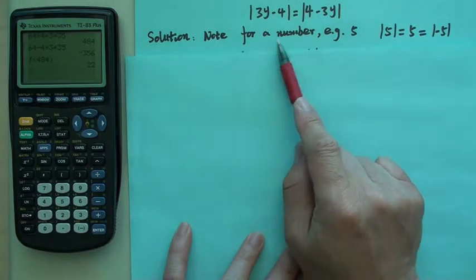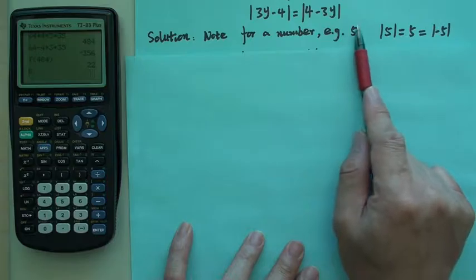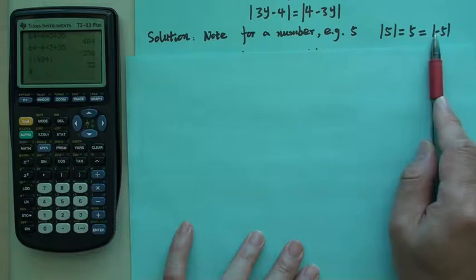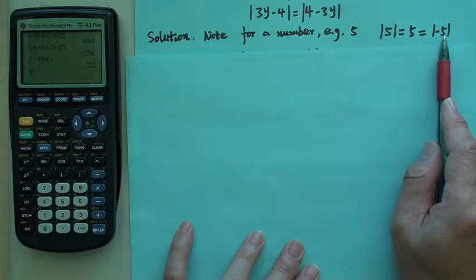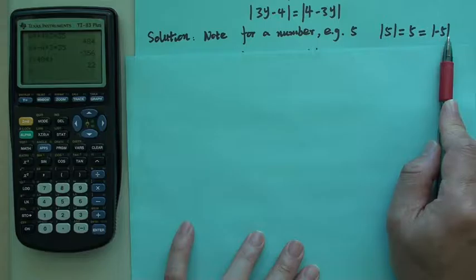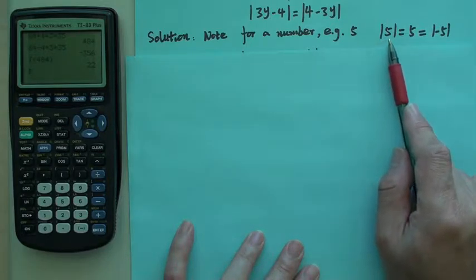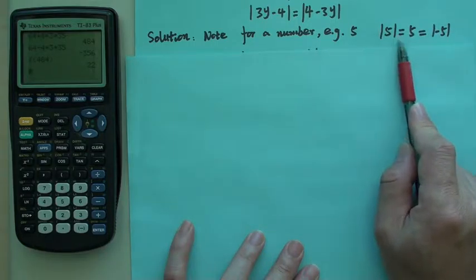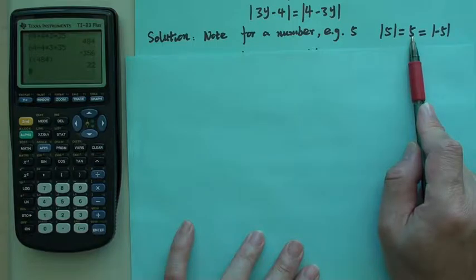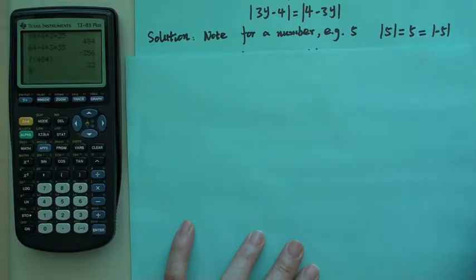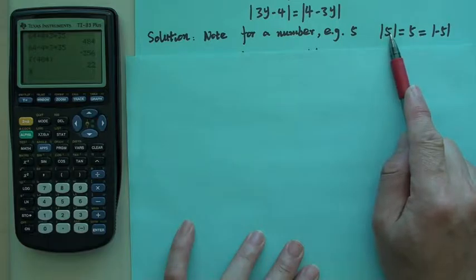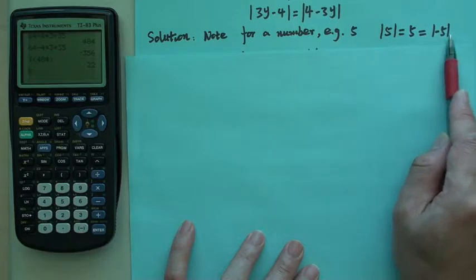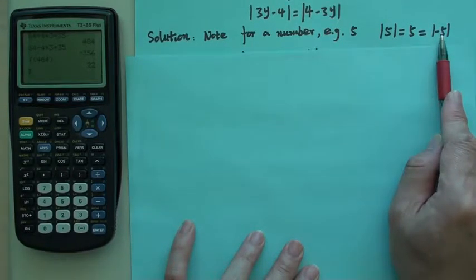We know that for a given number, for example 5, the absolute value of 5 equals the absolute value of negative 5. Basically, positive 5 and negative 5, when you take the absolute value, are always positive, which is 5. This gives us that the absolute value of positive 5 and the absolute value of negative 5 are equal, which is 5.